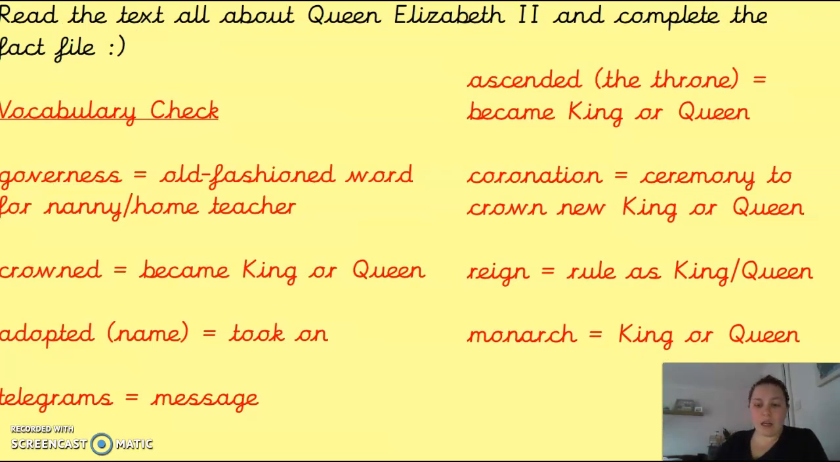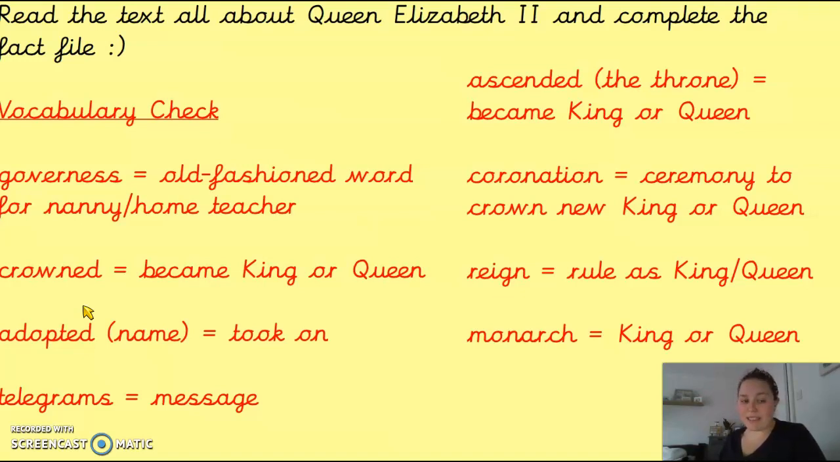So, let's start at the beginning. Governess. So it's a bit of an old-fashioned word. We don't really have governesses now, but it's like a live-in nanny, a live-in home teacher. So somebody who would look after the children and teach them from home. The word crowned. So it's got the word crown in it. It literally means put the crown on. So become king or queen. So if somebody is crowned, that's the moment they became king or queen.